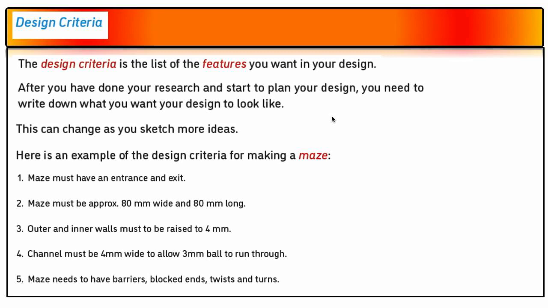As an example here, for us to make a maze, we need to have design criteria. This could be a maze must have an entrance and an exit. A maze must be approximately 80 millimeters wide and 80 millimeters long. The outer and inner walls must be raised to 4 millimeters. Channel must be 4 millimeters wide to allow a 3 millimeter ball to run through. And the fifth one being, maze needs to have barriers, blocked ends, twists and turns.